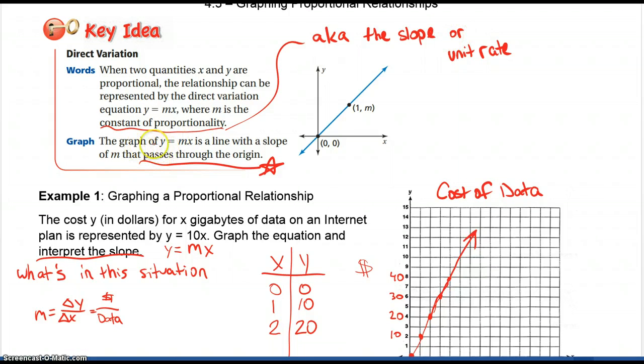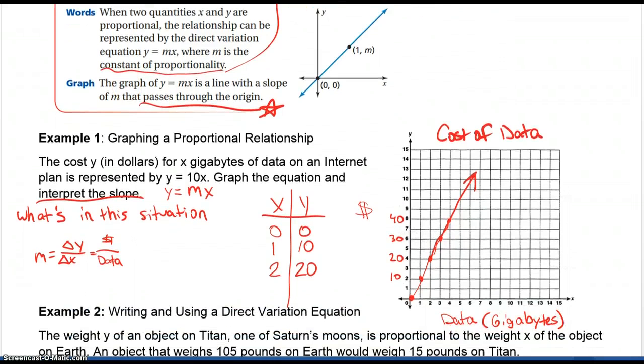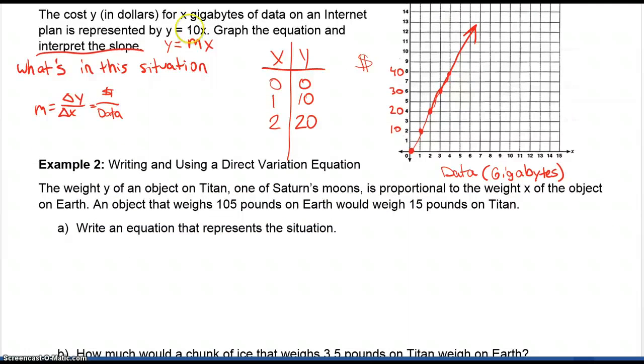Here it said it again. The graph is y equals mx, a line with a slope of m. So the m is the slope. So in this situation, it's 10. Well, slope a lot of times is a fraction. How do you write 10 as a fraction? You're going to write 10 over 1.